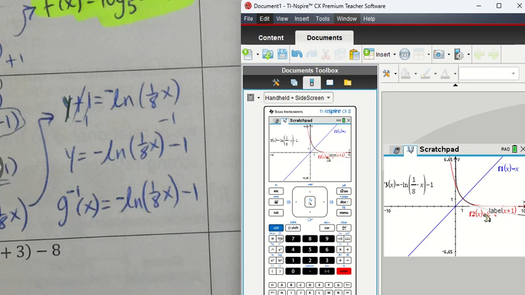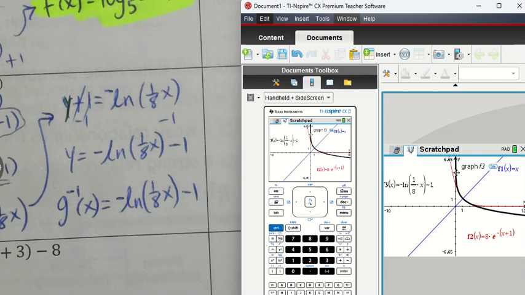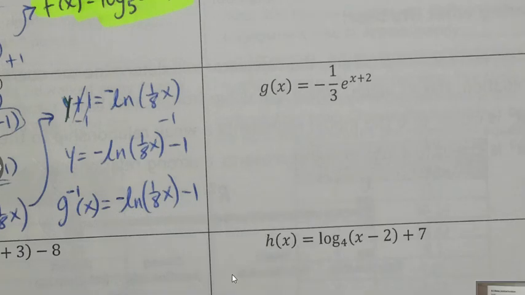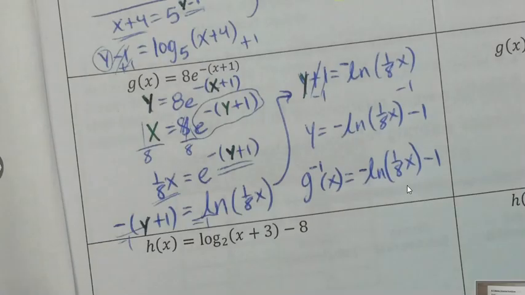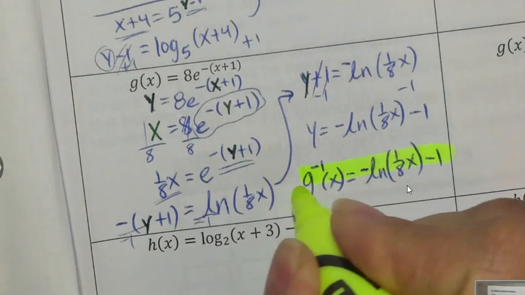Okay. So I'm moving the equations out of the way so you can see how this part of the red is this part of the black, and this part of the red is this part of the black. So yeah, they're inverses of each other. All right, let me go ahead and move on to the next problem.